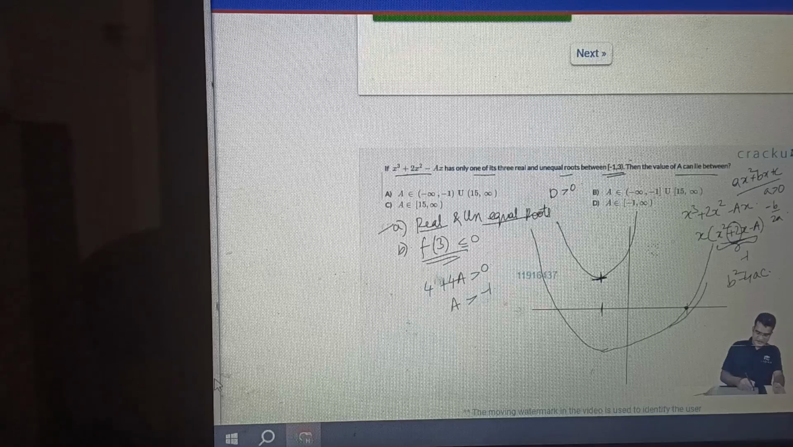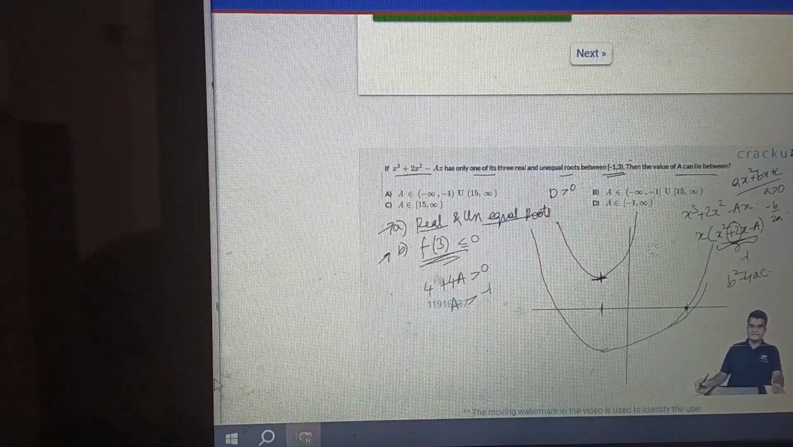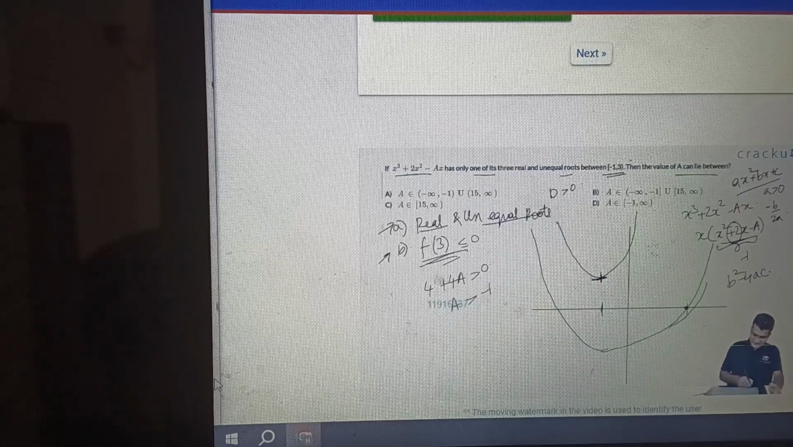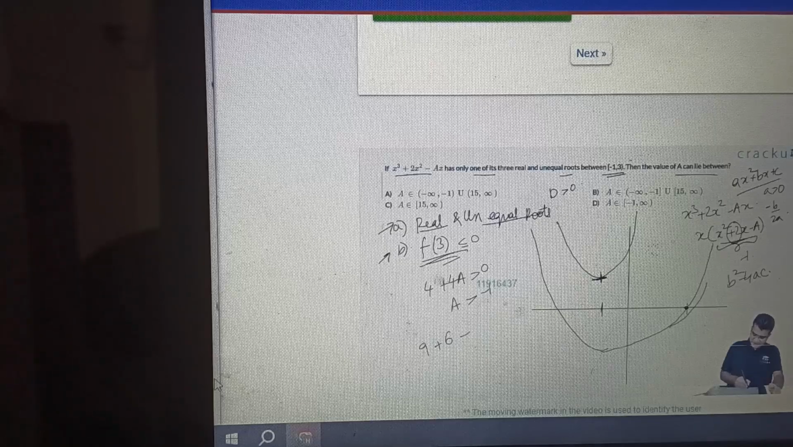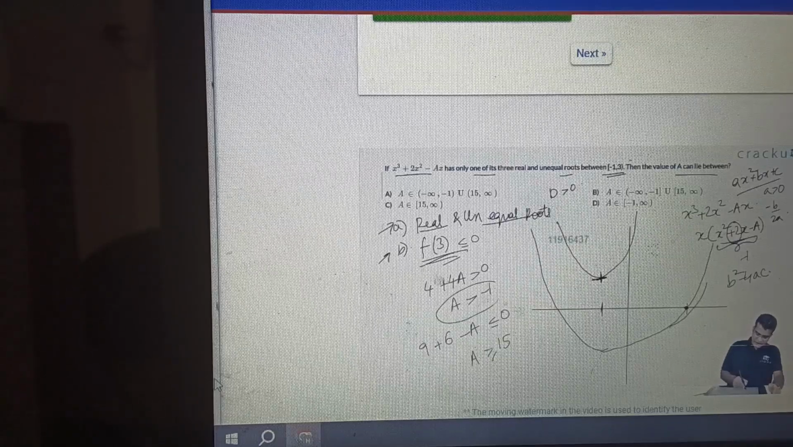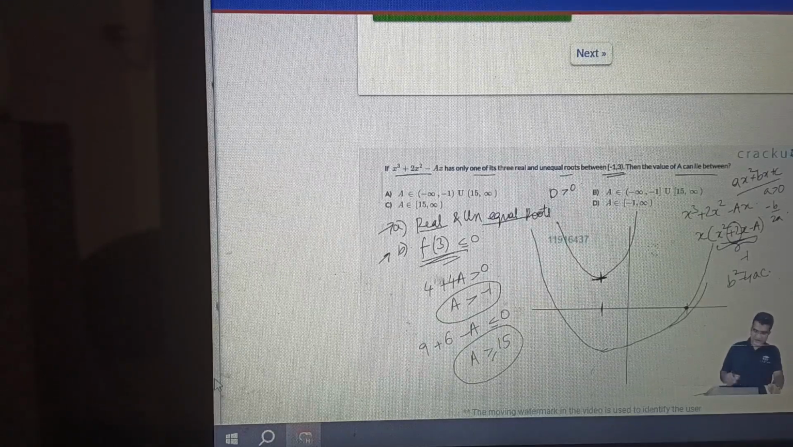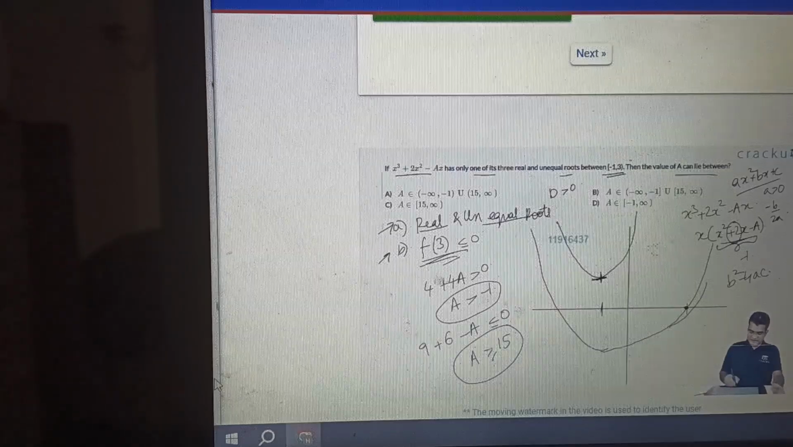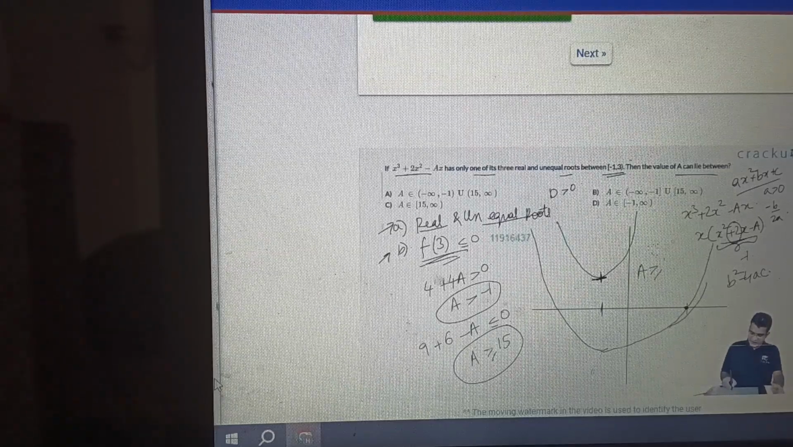This will satisfy the first condition, and the second condition will be satisfied if f of 3 is less than or equal to 0. What is the value of f of 3? It will be x squared, that is 9, plus 2x, that is 6, minus a, which has to be less than or equal to 0, or the value of a has to be greater than or equal to 15. So we want a to be greater than minus 1, and we also want a to be greater than or equal to 15. This is satisfied if the value of a is greater than or equal to 15.